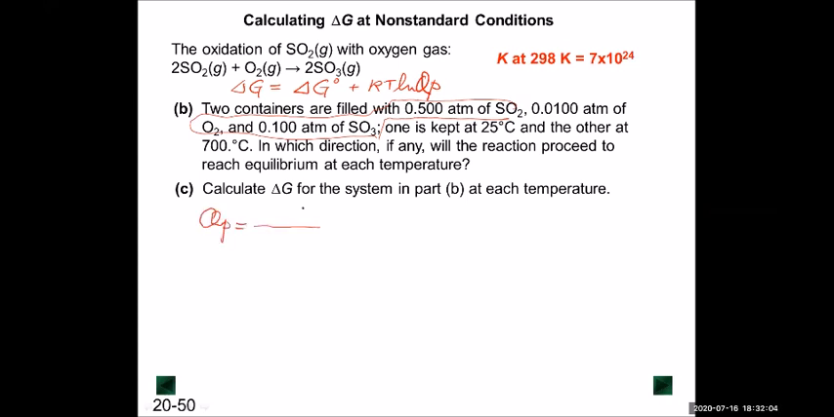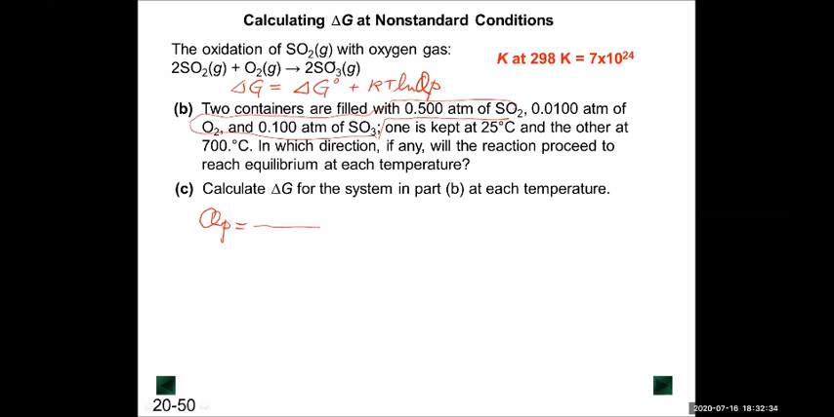Since the question asks us to predict how this reaction will shift, right or left, we need to calculate the non-standard free energy. To do that, we have the standard free energy from the last slide. We're going to combine that with the quotient we calculate here, and together we predict. So first we do the quotient.